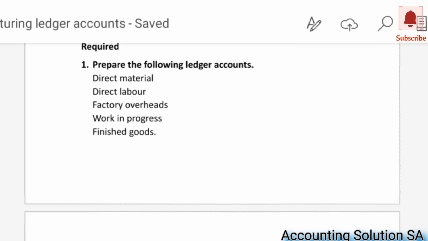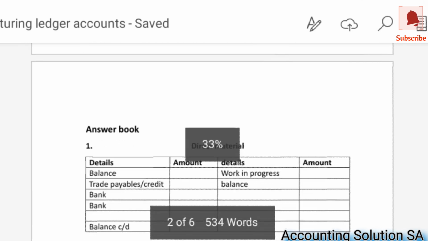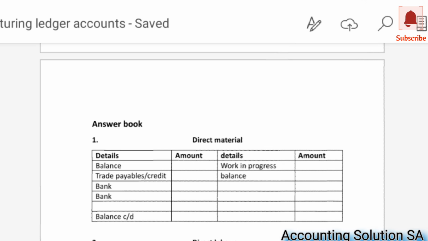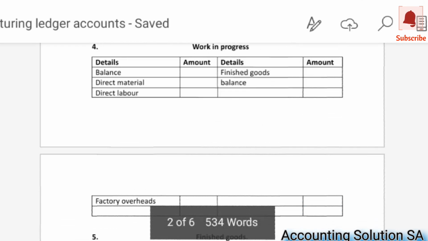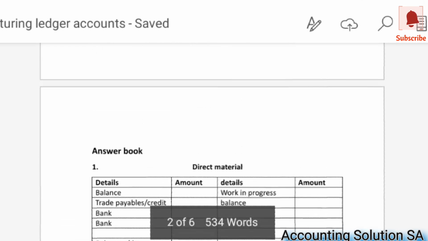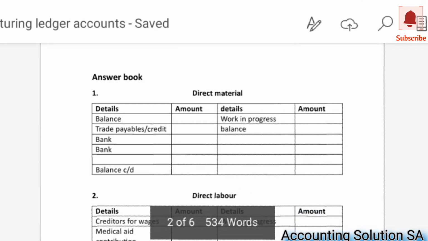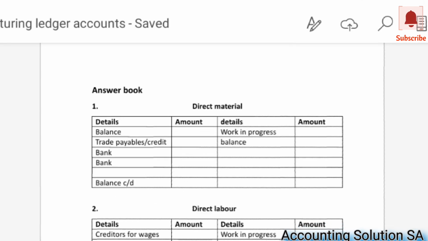Then after that, I have provided my own answer book. So you have to make sure that you know this format, guys. You have to make sure that you know this format, otherwise you will be in very, very big trouble. So please make sure that you master the format first before you attempt the questions. Then the first one, of course, is direct material. Let's prepare direct material.